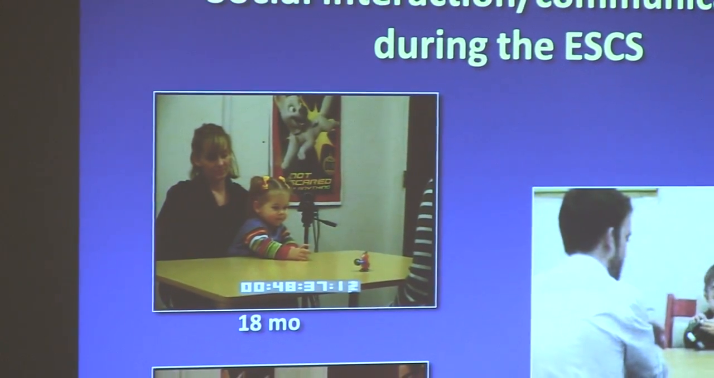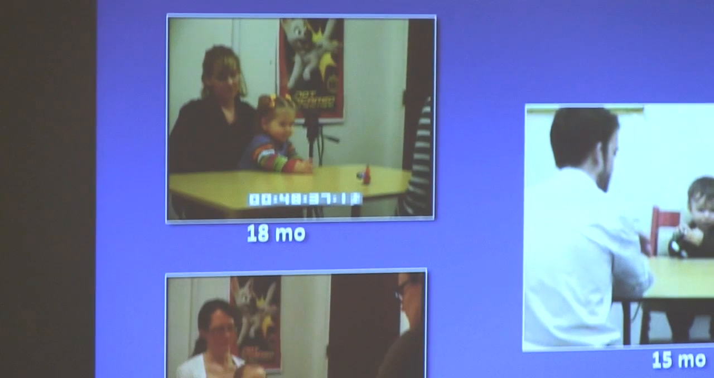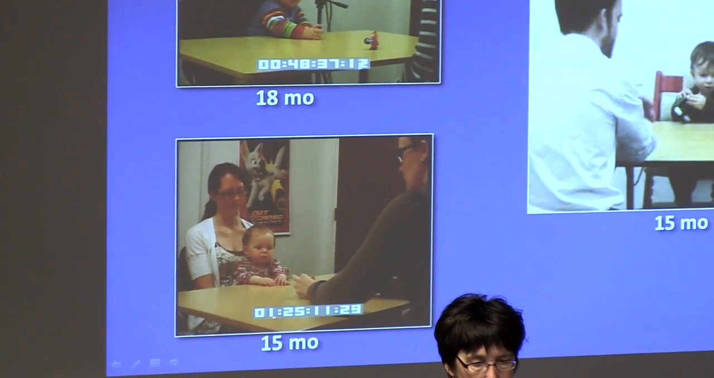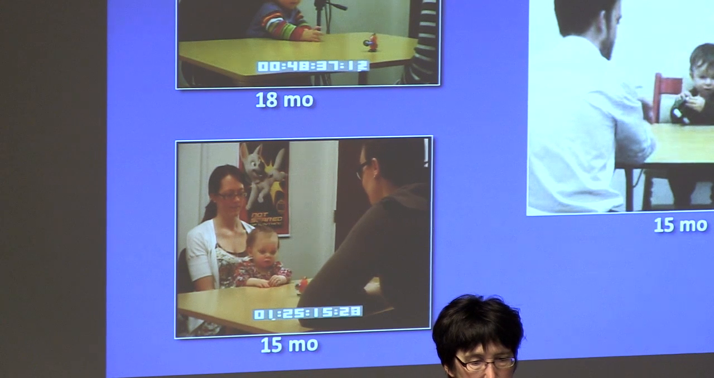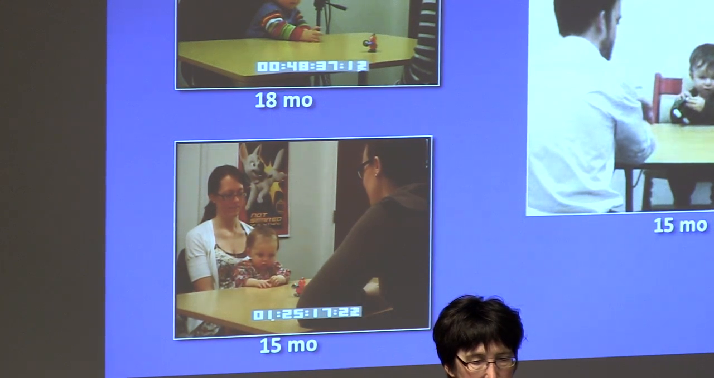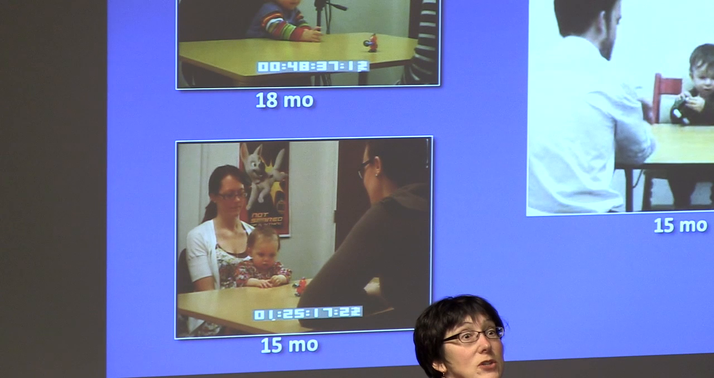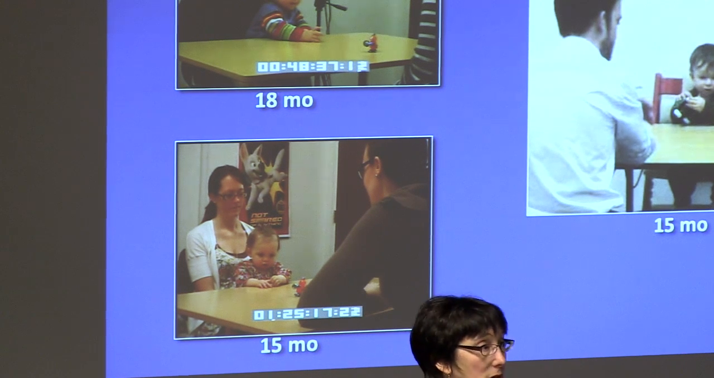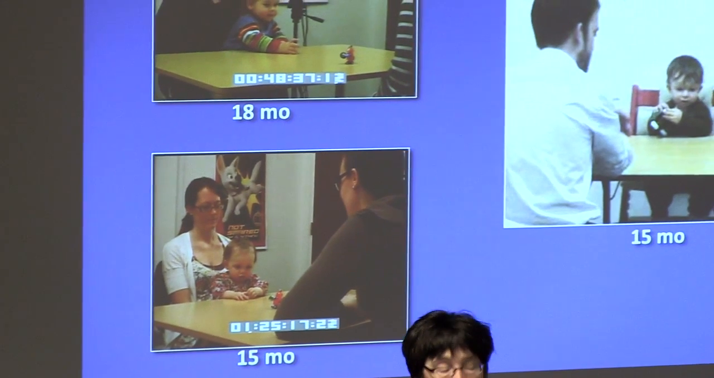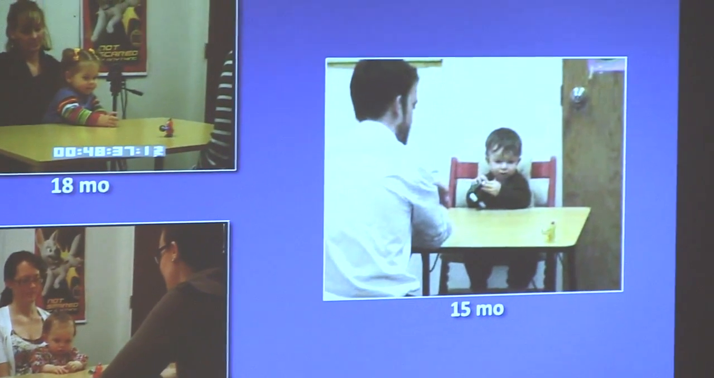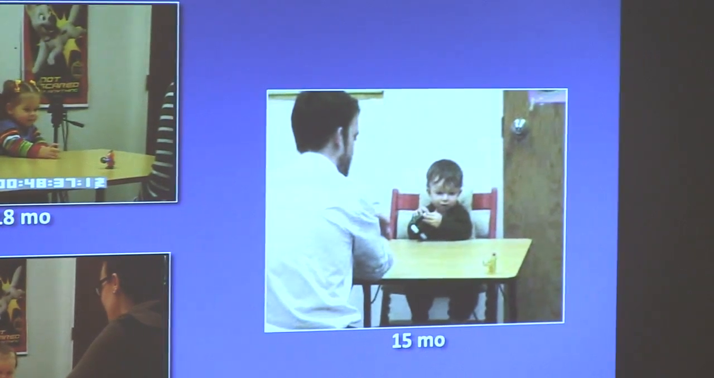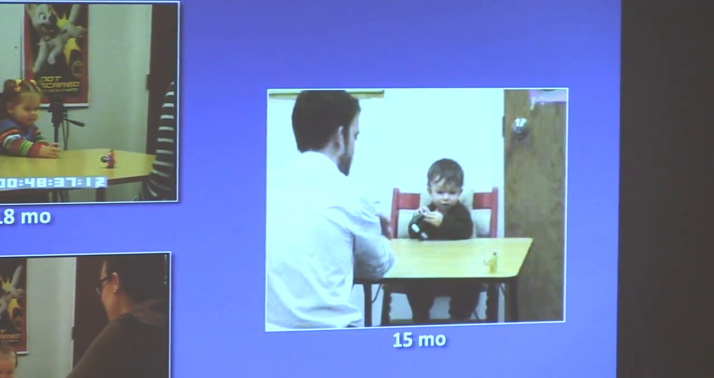Here's another one. She points, she vocalizes, she looks up. So she is sharing her interest in this with another person. And that's the behavior that you just don't see as much in children with autism, and we're not seeing as much of it in the younger sibs.